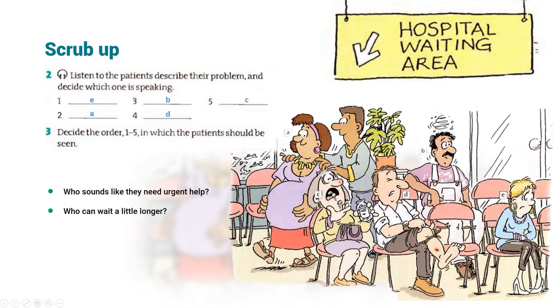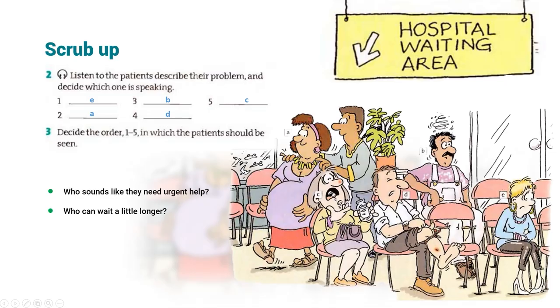All right, nurses, before we dive into the answers, let's pause and take a quick look at question 3. Question 3 asks us to decide the order, 1 to 5, in which the patients should be seen. This is all about prioritization. Think critically. Who needs immediate attention? Who can safely wait a little longer? Use your judgment and focus on the urgency of each patient's symptoms.